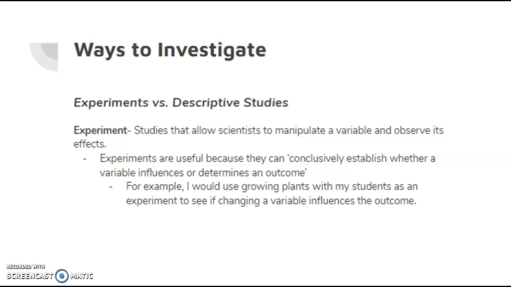An experiment is a study that allows scientists to manipulate a variable and observe its effects. Experiments are useful because they can conclusively establish whether a variable influences or determines an outcome. For example, I would use growing plants with my students as an experiment to see if changing a variable influences the outcome of the growth of the plant.